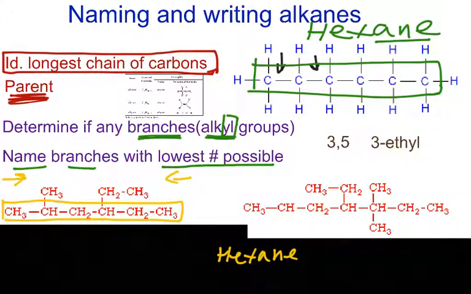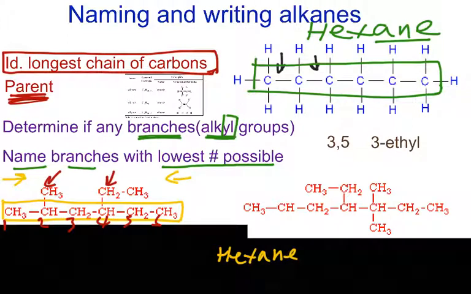So we see that if we count from left to right, the numbers would be 1, 2, 3, 4, 5, 6. We'll take that, because if we come from the other direction, there will be 3 and 5. So we'll take the 2 and the 4. We see this right here is a branch. It's a 1 carbon branch, and that name will be methyl. And this right here is a 2 carbon branch, and that name is going to be ethyl.